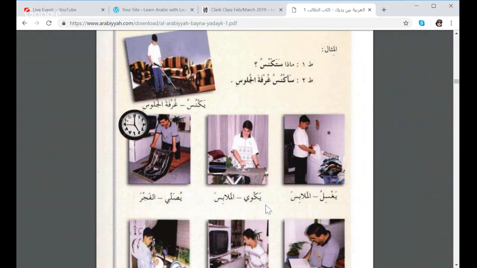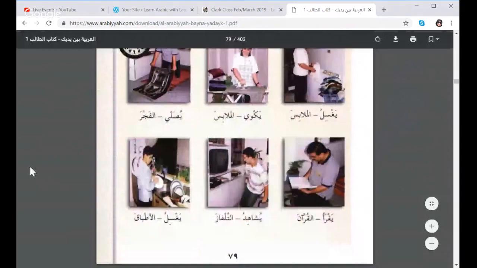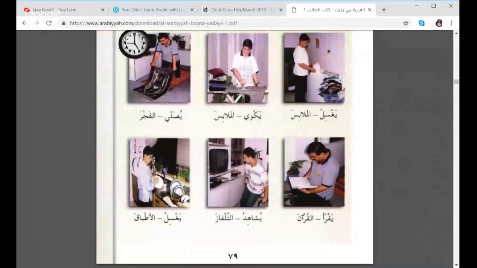We're on the next picture with the guy ironing. So, sa akwi. Al-Malabasa. Yeah, al-malabasa. Very good. Okay, next one. Matha sa tusali. Tusali. Matha sa tusali, Kim. You're adding the sa first for future tense, and then you have to change from a vowel to an aleph. Sa usalli? Sa usalli al-fajr. Very good. I will pray the dawn prayer.